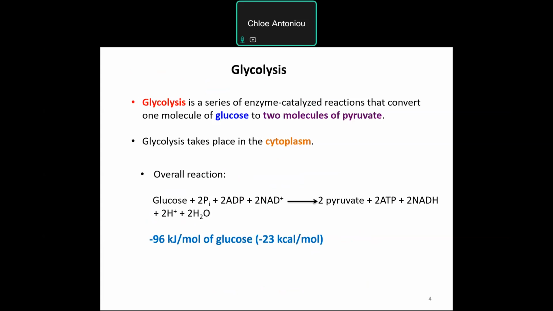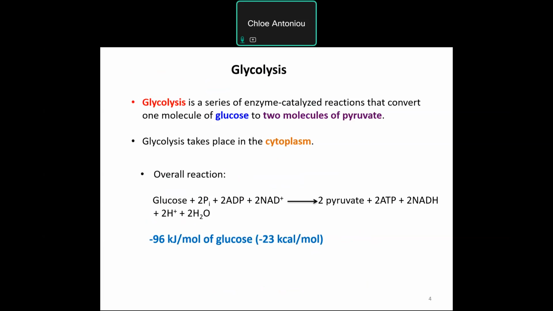So by definition, glycolysis is the conversion of glucose into 2 molecules of pyruvate. Glucose has 6 carbons, pyruvate has 3 carbons. That's why you get 2 molecules of pyruvate for every molecule of glucose, okay? I put here the overall reaction of glycolysis.